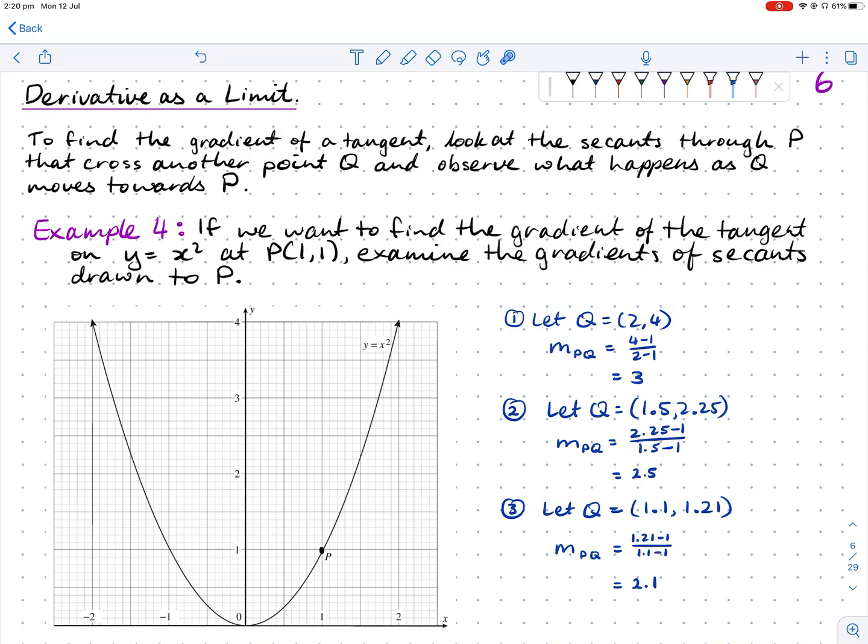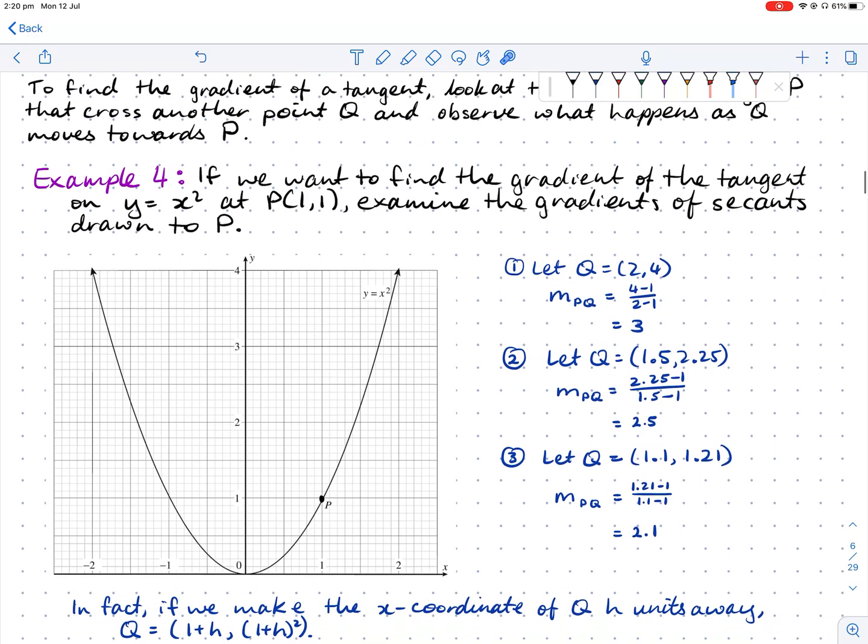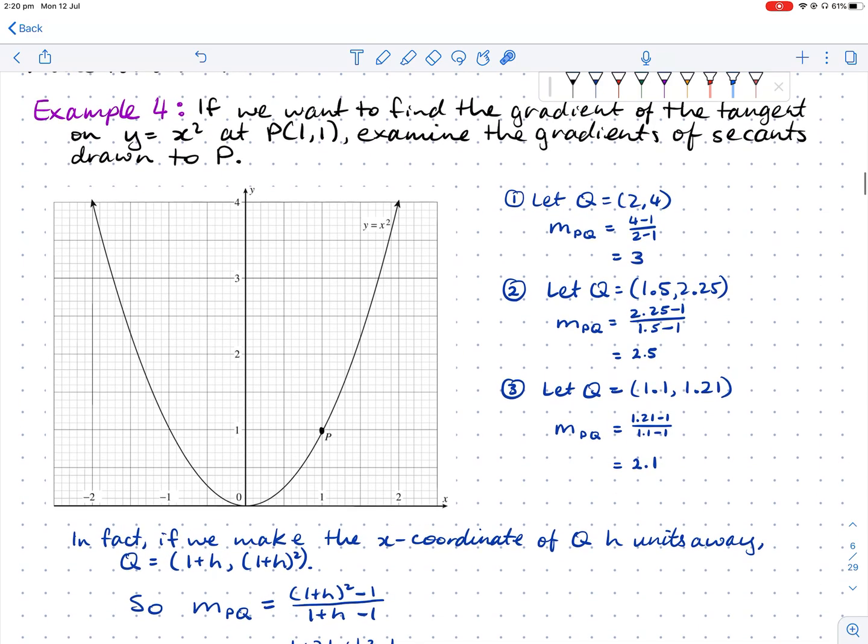Today we'll be looking at working out gradients of curves, and we're going to try to find a more accurate way of doing so. How we go about this is by looking at some secants, and then looking at how the patterns in the secants will lead us to the gradient of the tangent. So here's a working example.